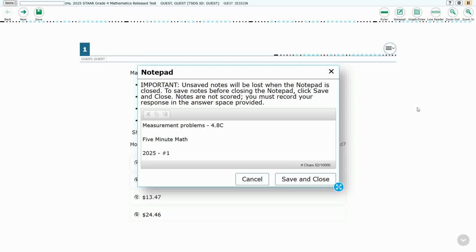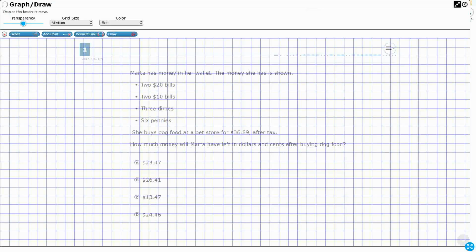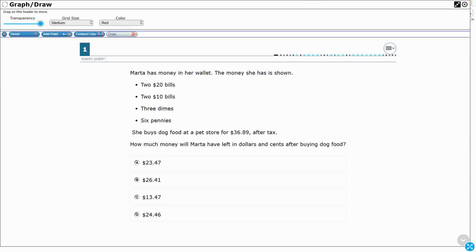Today we are looking at the fourth grade concept of measurement problems. This is standard 4.8C in the great state of Texas, and we are using item number 1, the 2025 released STAAR test. If you haven't done so already, please go ahead and take a moment to pause the video, work this problem out on your own, unpause it, and we will look at our answers together.